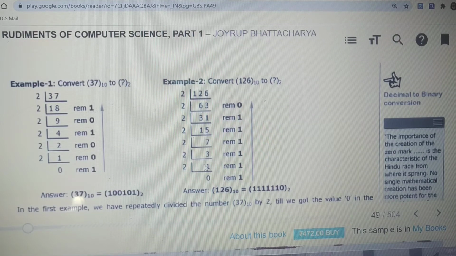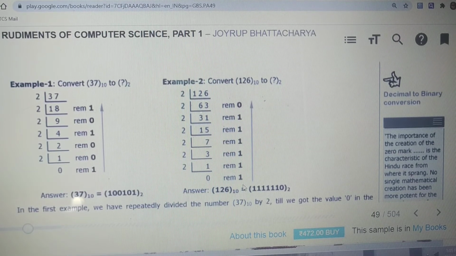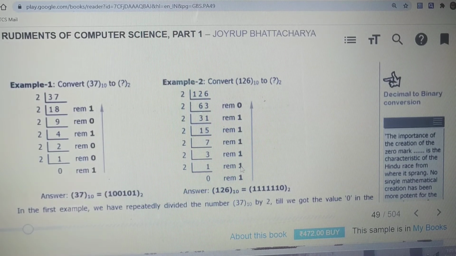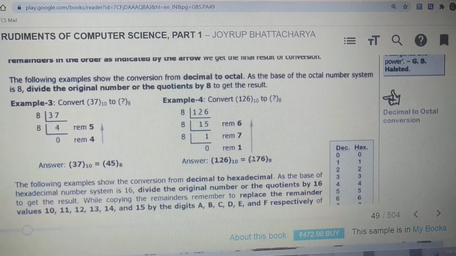Again the quotient is 1, and we have to divide because we still haven't reached 0. So again we divide 1 by 2. The quotient is 0 and the remainder is 1. From bottom to top we go, so the answer is 1 1 1 1 1 1 0. In this way, we can convert from decimal to binary.